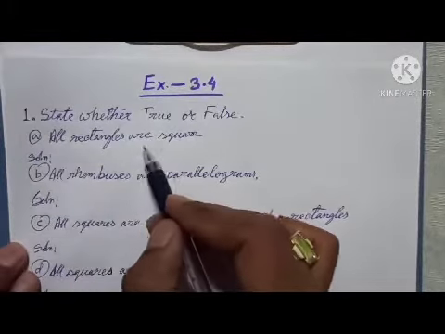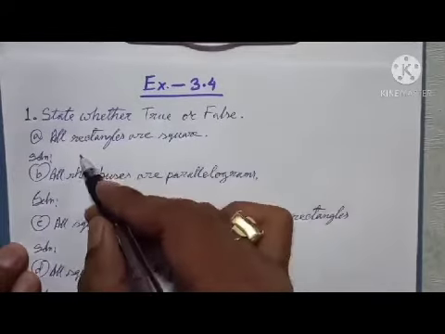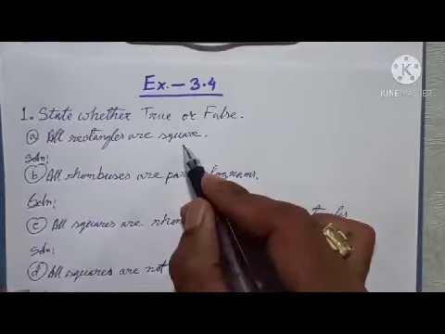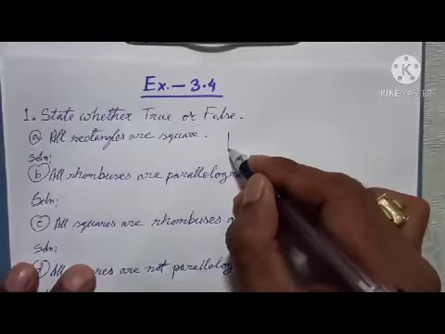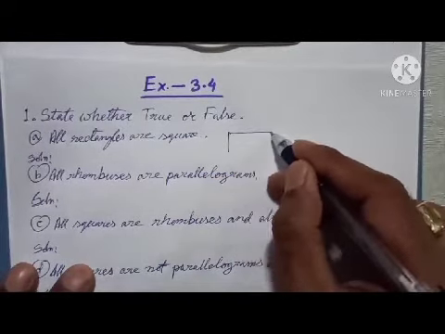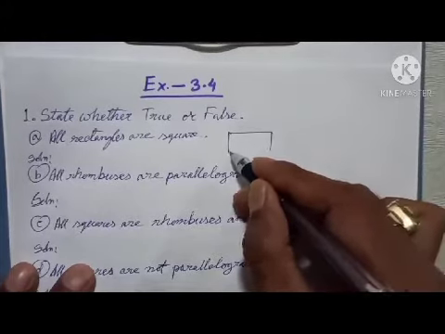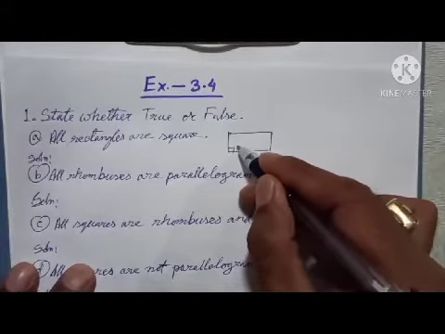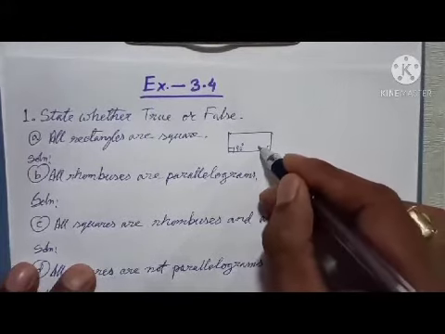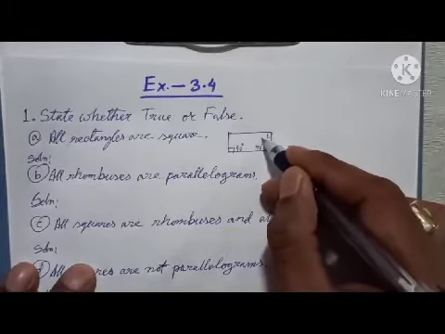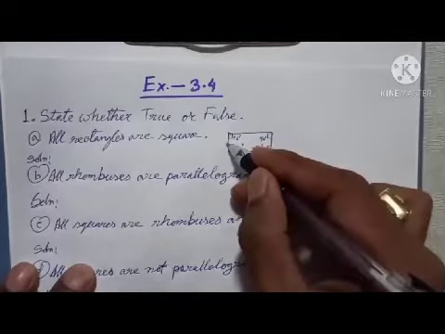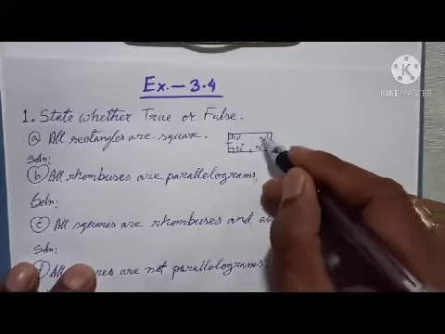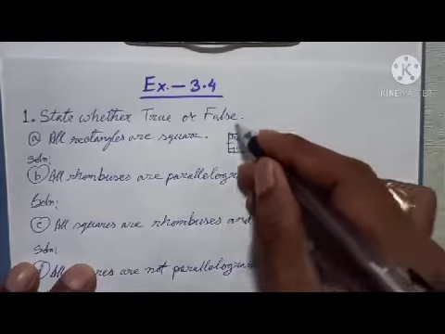All rectangles are square. The answer is false. Because all the angles of a rectangle are 90 degree, but in a rectangle the sides are not necessarily equal.